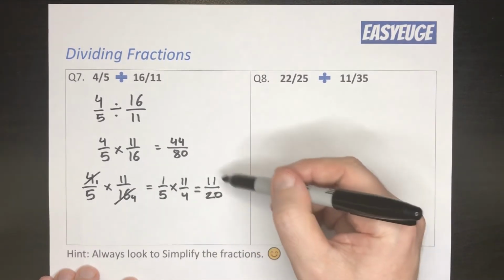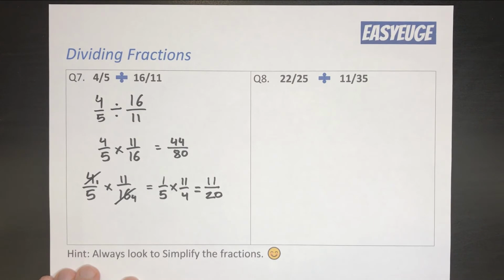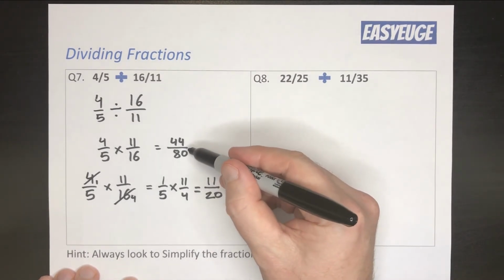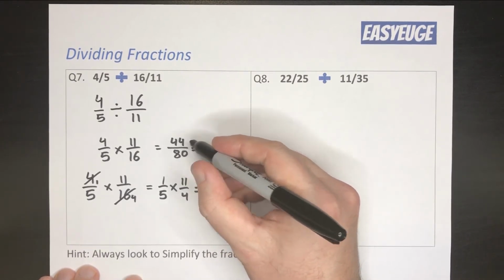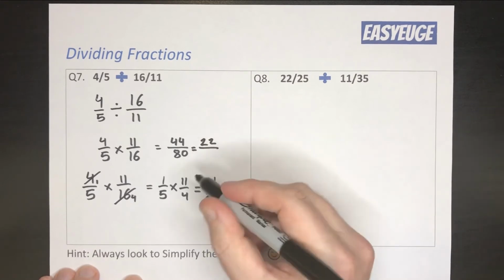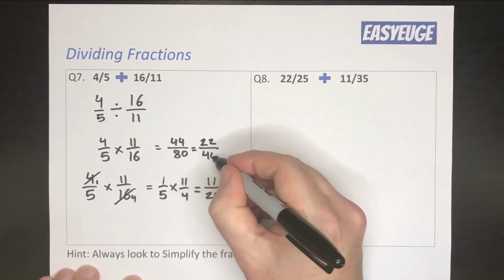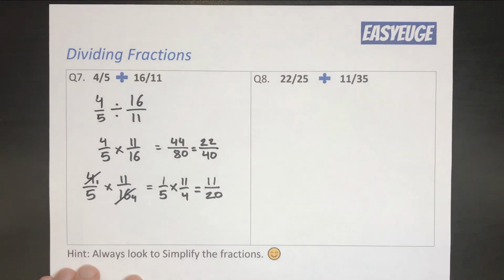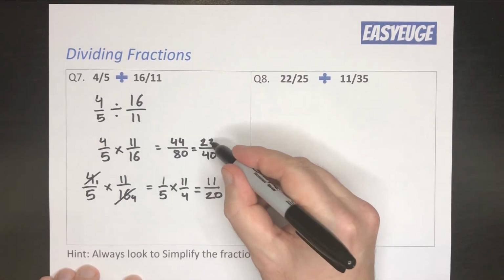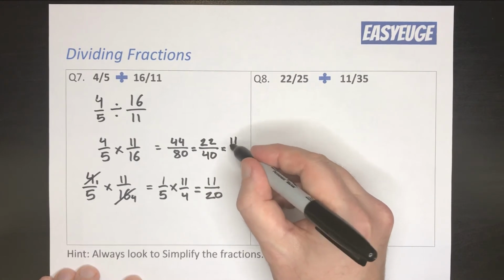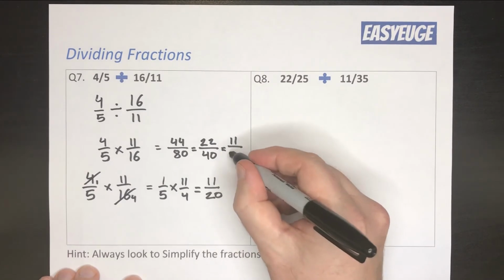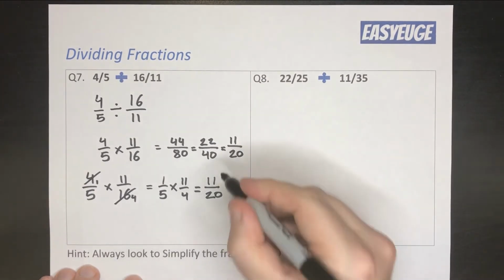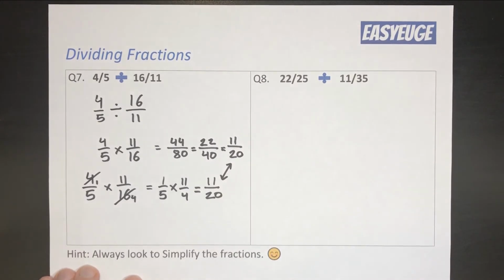Now how do we check that these two answers are the same? Let's start simplifying this one down. I'd like to divide this top number by 2. 44 divided by 2 is 22. 80 divided by 2 is 40. That's still not the same. Let's divide by 2 again. 22 divided by 2 is 11. 40, should I say, divided by 2 is 20. I nearly gave the answer away there. Now both answers are the same, and you choose which one you want to use.